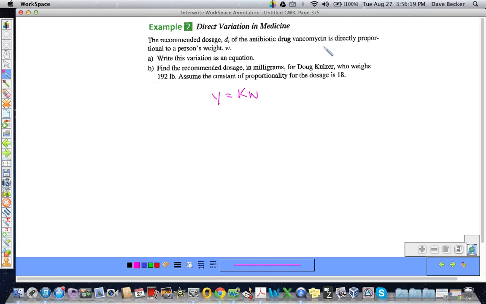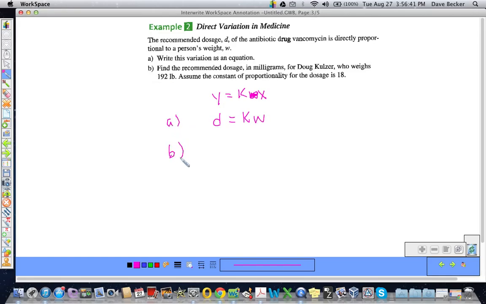D is the one that's directly proportional, so it's going to replace y. And that equals k times, oops, this should have been an x, right? And kx, that's the general equation. And we're going to replace the x with a W. So that's all there is to part A.